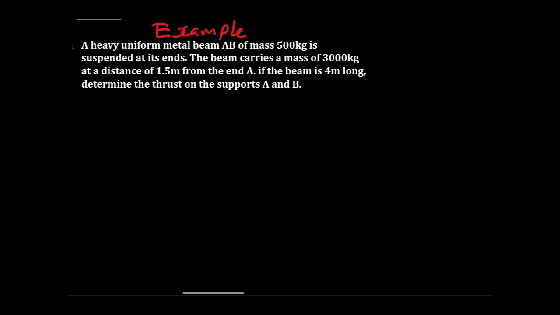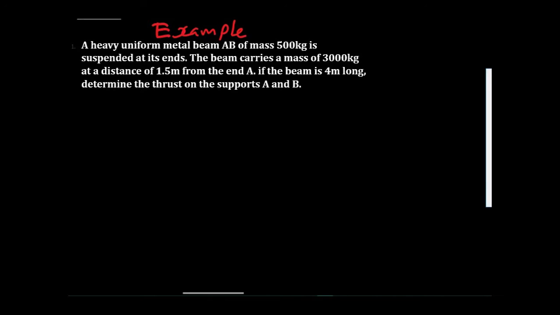So here we have another example. A heavy uniform metal beam AB of mass 500 kg is suspended at its ends. The beam carries a mass of 3000 kg at a distance of 1.5 meter from the end A. The beam is 4 meter long. Determine the thrust on the supports A and B.